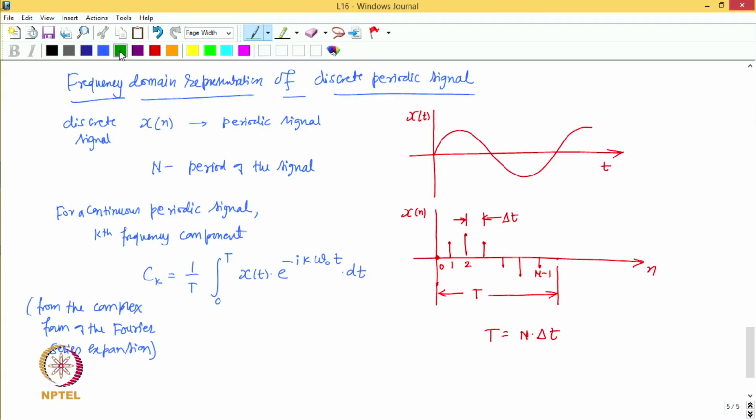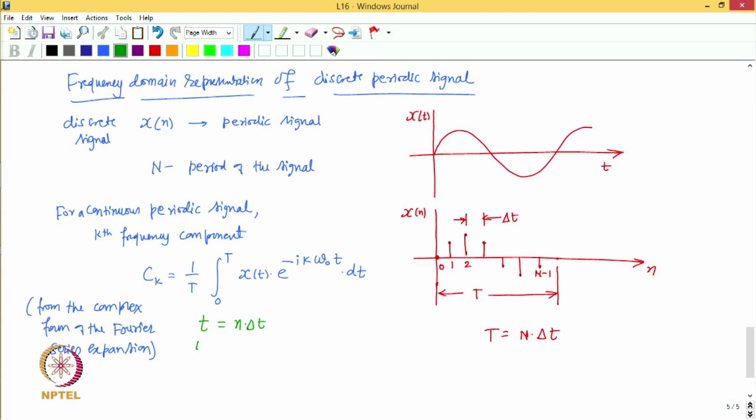So, what are those modifications? The time t is no longer continuous, but discrete. So, we can write t, the time instant of any particular sample of the signal, as n times delta t. If I substitute n equal to 0, I get the time instant of the first sample, if I substitute n equal to 1, I get the time instant of the second sample, and if I substitute small n equal to capital N minus 1, I get the time instant of the last sample, that is the Nth sample.